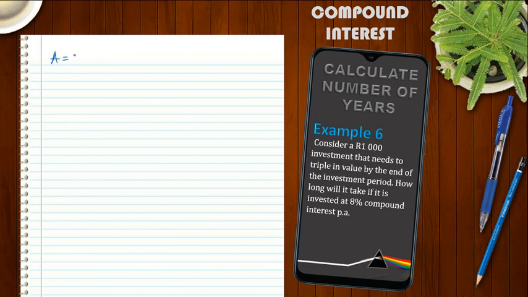We have A = P(1 + i)^n. Now, what happens is we can list our values and see what is given and what is asked. So we know that the initial amount is 1,000. Now if that needs to triple, we can also know from that what the final amount is, and the final amount will be triple, which is then just 3,000. And then we are given the interest, so that's 8% per annum. And finally we need to find the number of years.